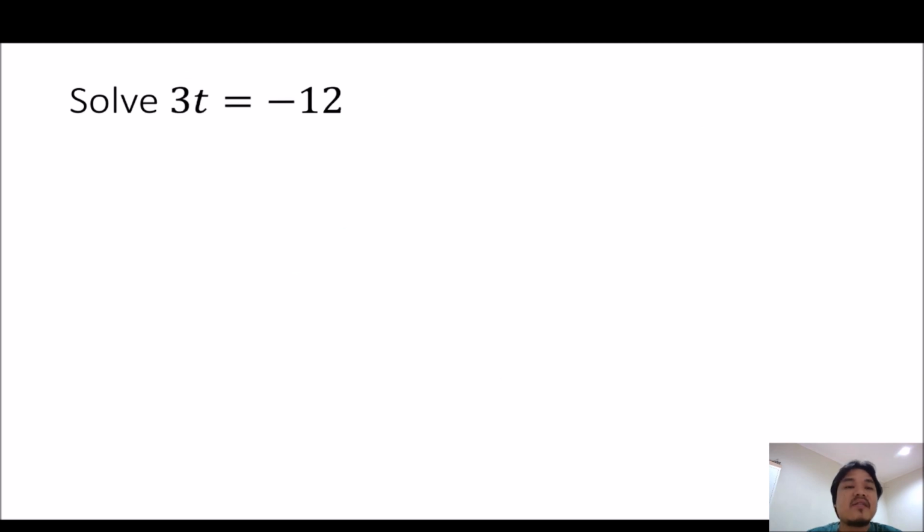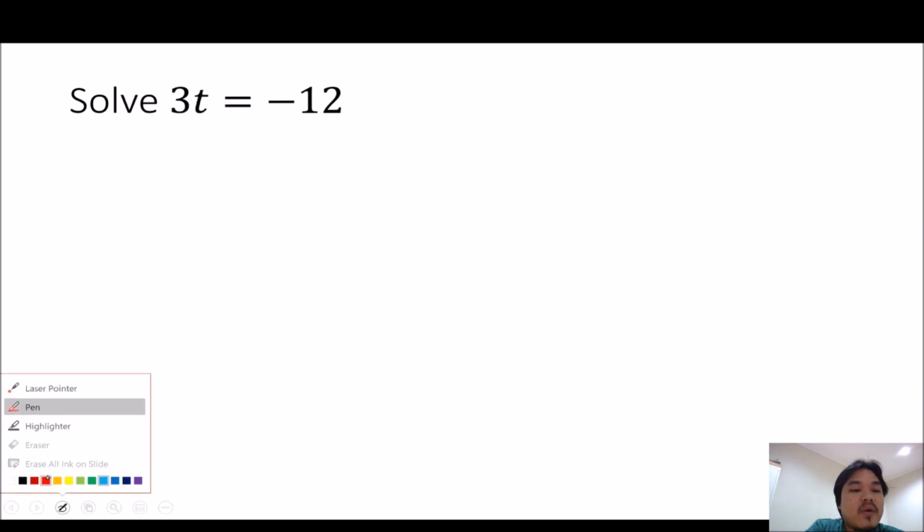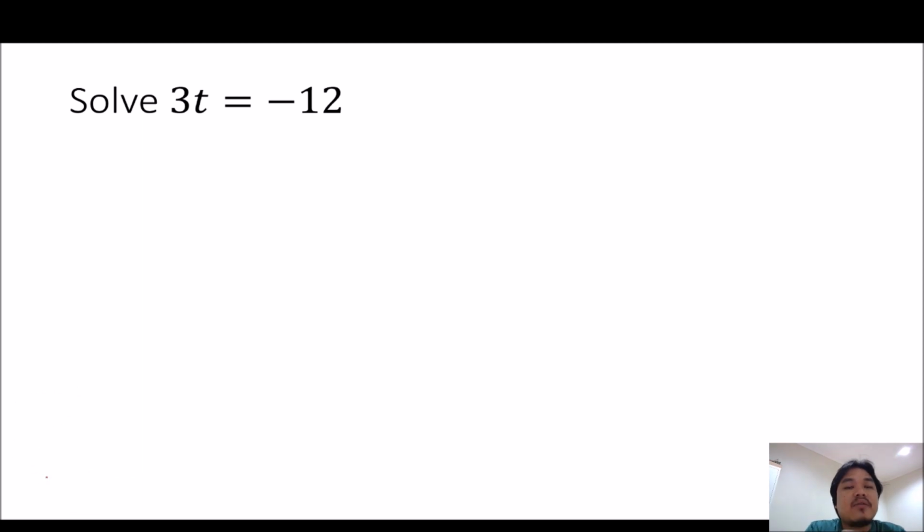Let's have our third example. We have 3t equals negative 12. So t is not yet isolated because there's a 3 beside it. Take note that 3t means 3 multiplied by t.